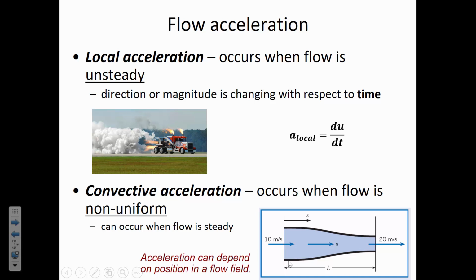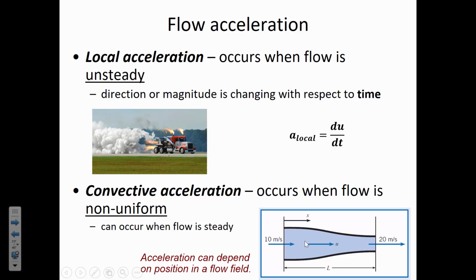Now here I've got a nozzle depicted in this image, and it is a pipe with a converging diameter. At one point in the opening of the nozzle, the diameter of the pipe is such that it's causing a velocity of 10 meters per second. And then on the discharge end, the velocity is 20 meters per second, because the diameter of the pipe decreased. And so anytime there's a change in velocity, we know that there had to have been an acceleration.